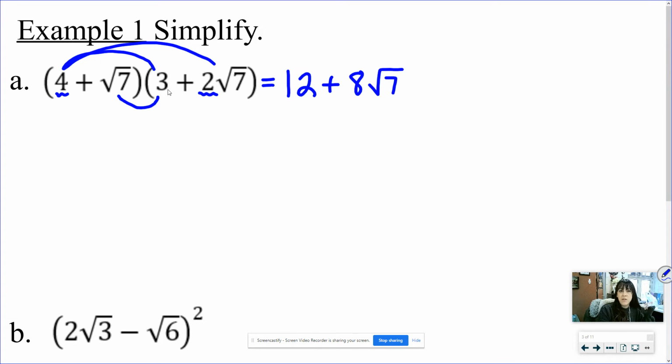Next step is radical 7 times 3. This is a radical, this is not. So you cannot multiply them together and get radical 21, for example. You would just put them together in one term and call it 3 radical 7.